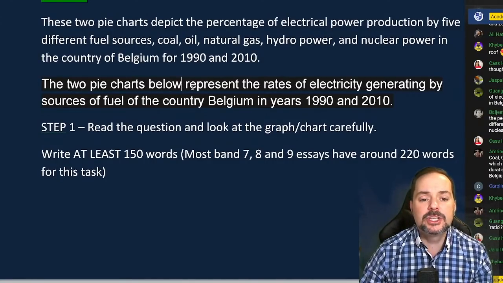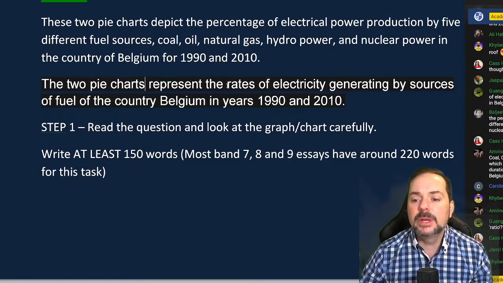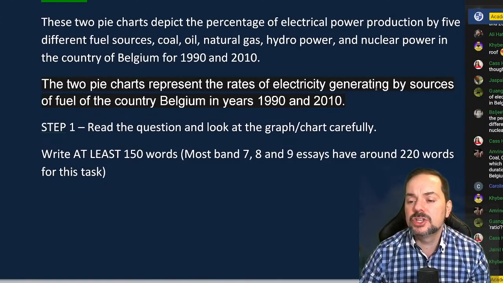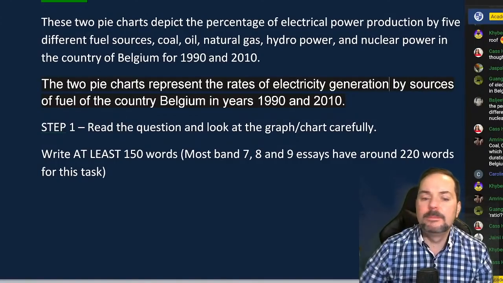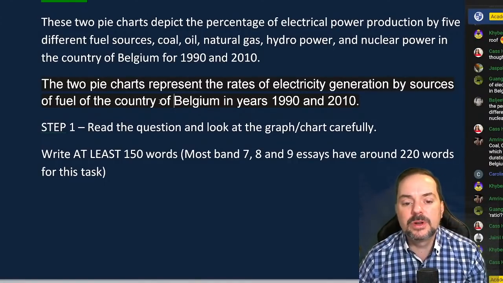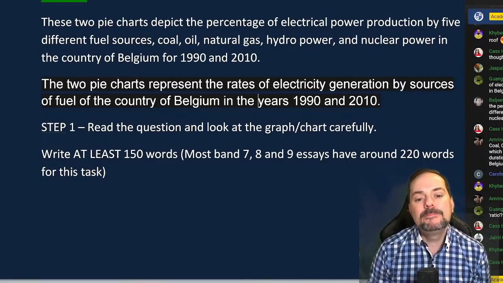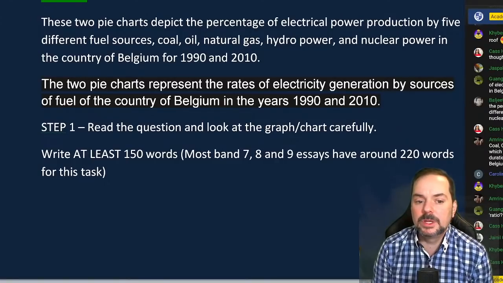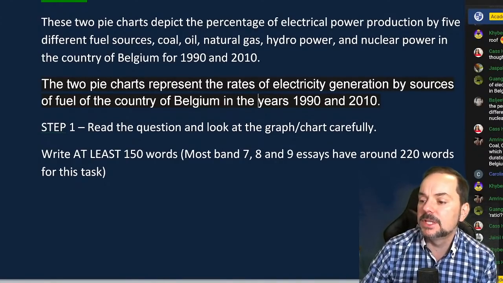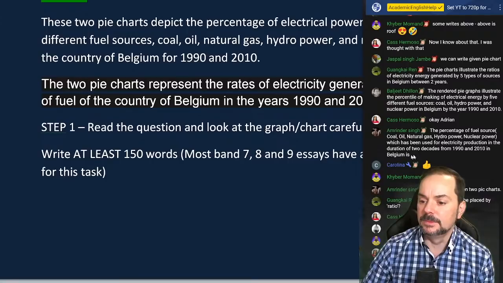So the two pie charts represent, you don't need to tell me that they're below, it's clear, okay, represent the rates of electricity generation by sources of fuel of the country of Belgium. It's a lot of ofs, it's a little bit of an awkward way to express this. In the years. Okay, not terrible, but I think we can do better. So I would say try that again. Okay. All right. Let's take one more.